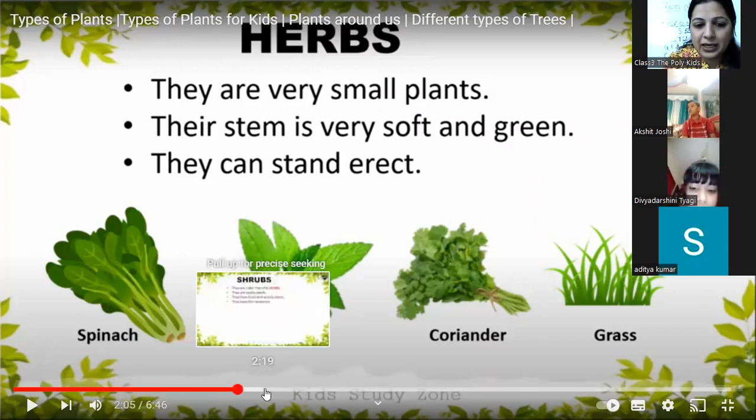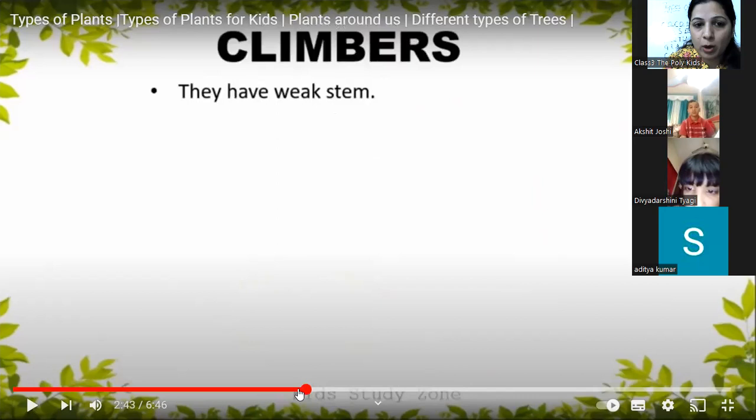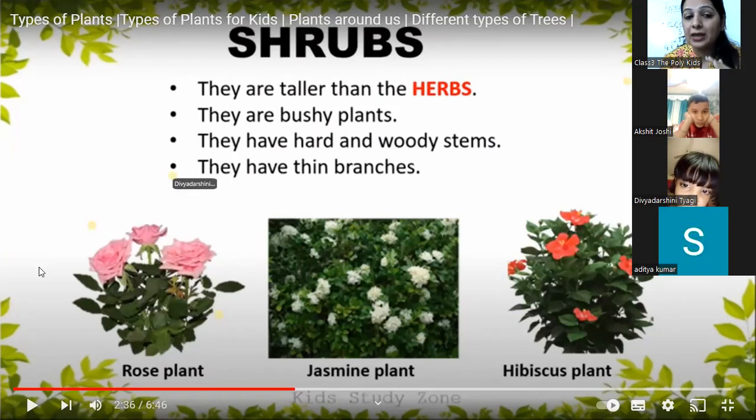Now next category, next type is shrubs. Now what are shrubs? If we talk about shrubs, first difference is that they are slightly taller than herbs. Sometimes more taller. Herbs se bade hote hain. And they are bushy plants. That means you can find them in bushes. Like if you have seen a rose plant, the rose plant is thoda faila hota hai. It is not very thin. It is a bushy plant. You can see leaves around the stem.